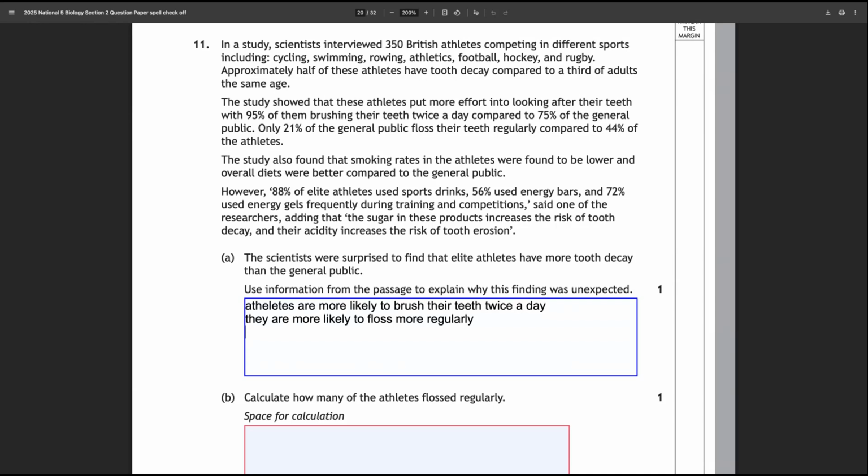The SQA also accept something like the athletes smoke less, which is in the third paragraph there, or that they have a better diet, again in the third paragraph there. Any one of those answers would be acceptable for that one. There's quite a few to choose from in the passage.